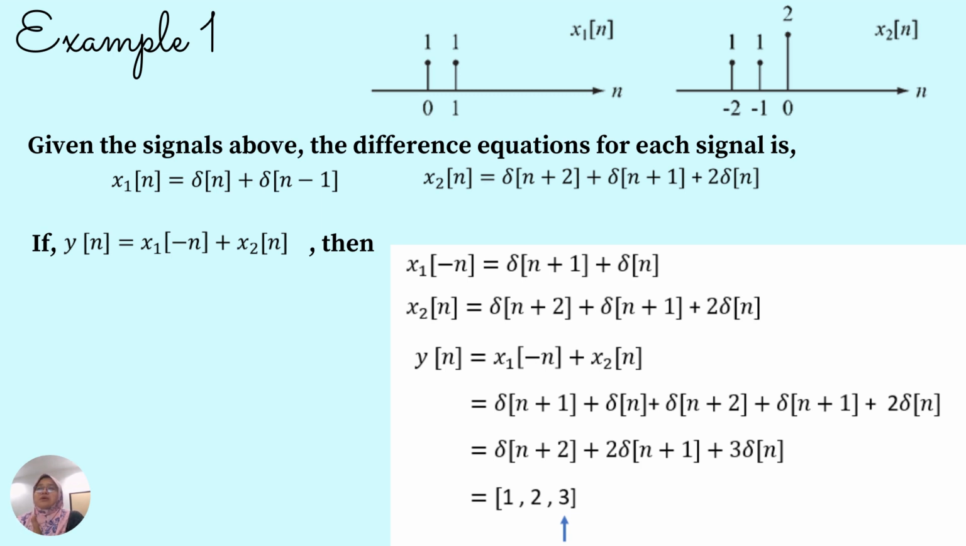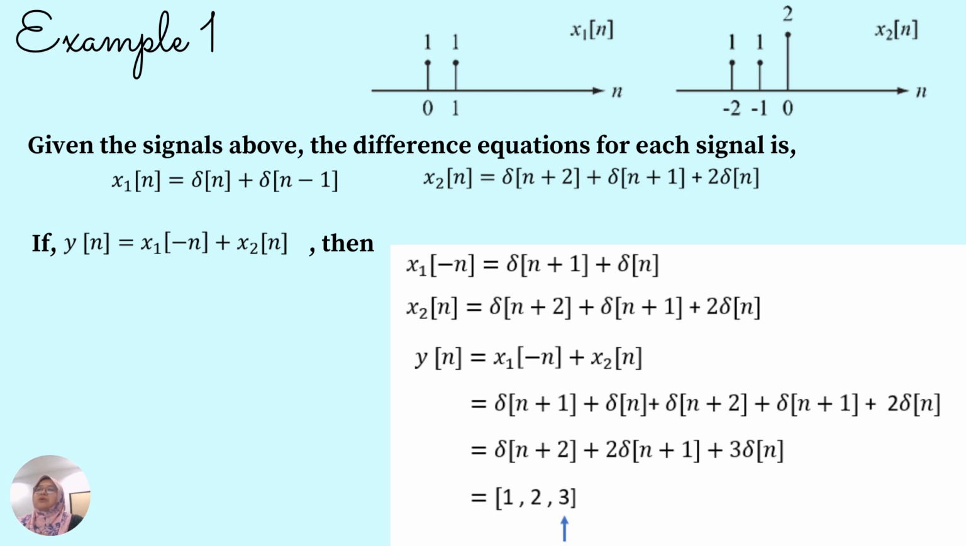Then we add these two signals. Okay, we add these two signals. So x1 minus n plus x2n. Okay, so kita gantikan persamaan ni, persamaan yang kita dah define earlier, masukkan ke dalam persamaan ni. Okay, so kita tengok x1 minus n equals to delta n plus 1 plus delta n tambah dengan delta n plus 2 tambah delta n plus 1 tambah 2 delta n.